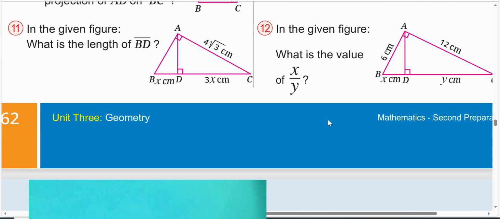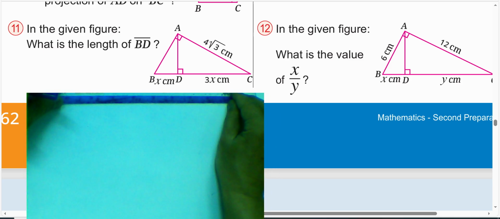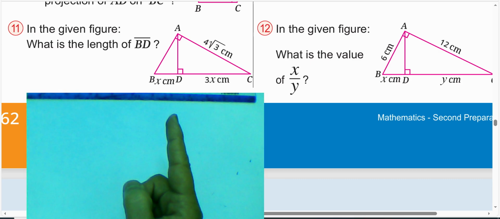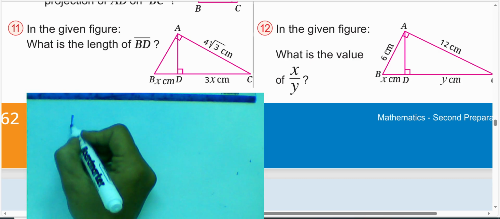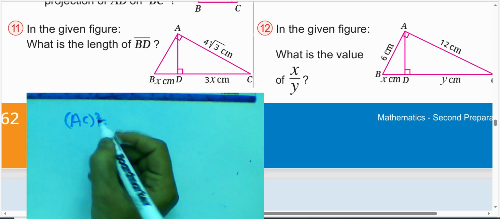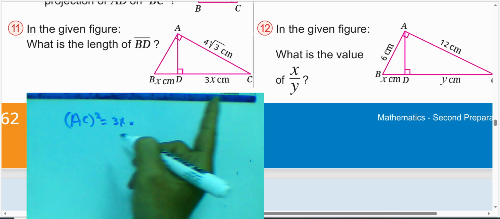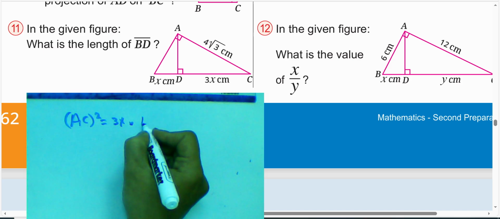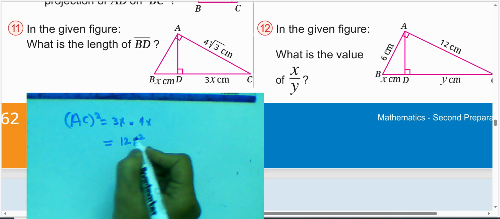Next question, number 11. In the given figure, we want to find the length of BD. Look here, we want to find the length of x. How can we write it? EC power 2, from Euclid's theorem, equals the conjugate, here 3x, times the length 3x plus x, which is 4x. 3x times x is 12x power 2.